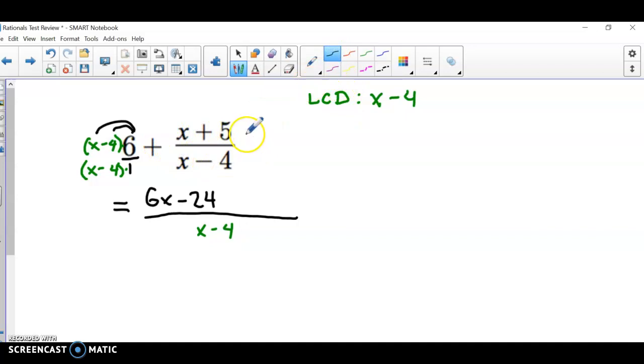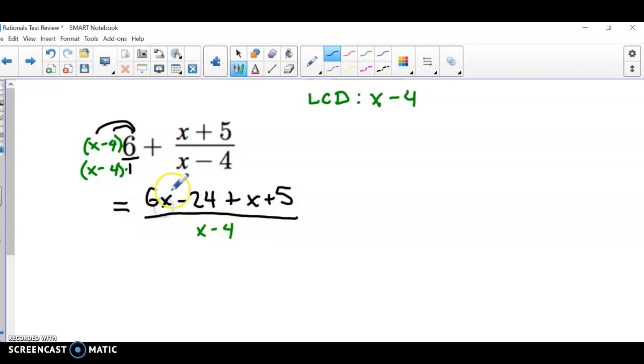Now let's look over at this side. I don't have to change anything here because notice I already have my least common denominator on the bottom of this one. So now this is an adding symbol, so I'm just going to add this whole term. I'm going to add x plus 5. Okay, not too bad. Now the only step that's left is to combine my like terms.